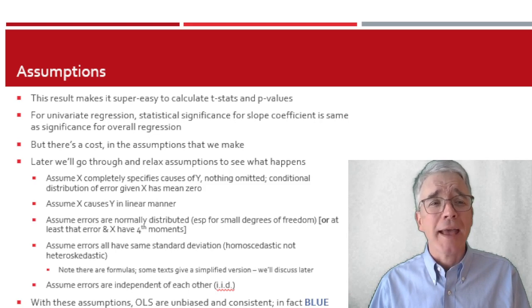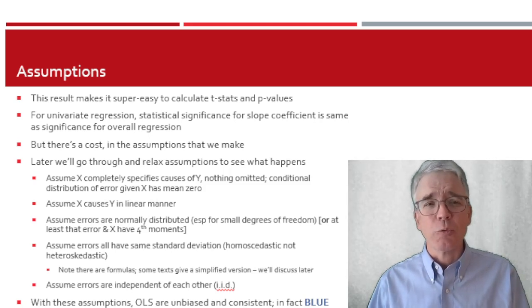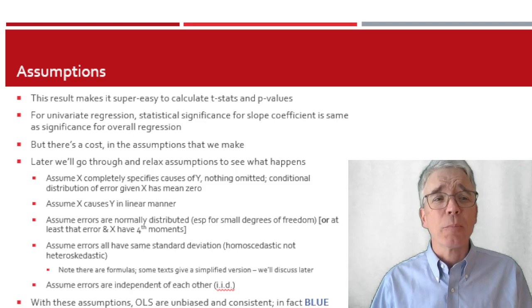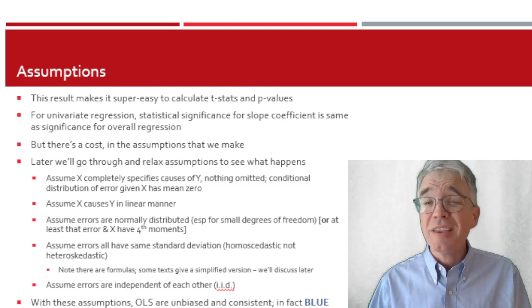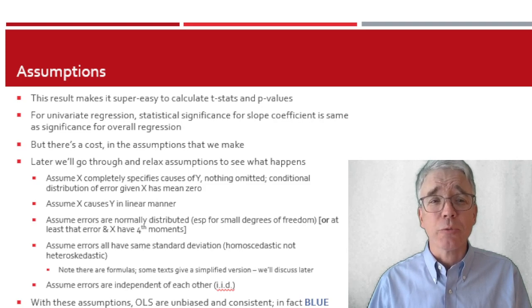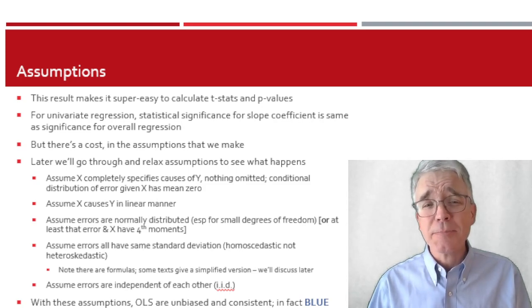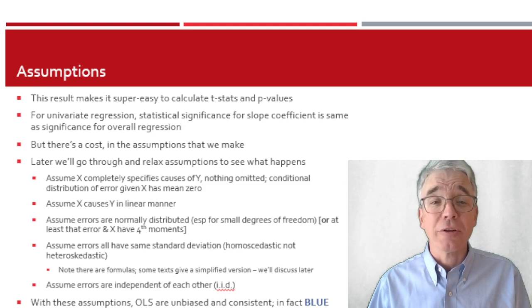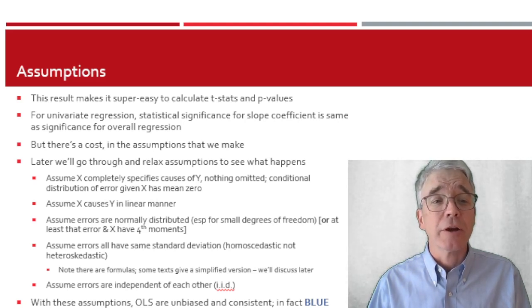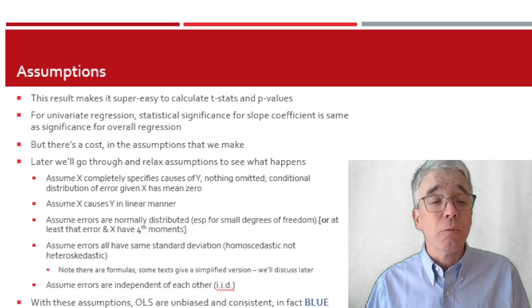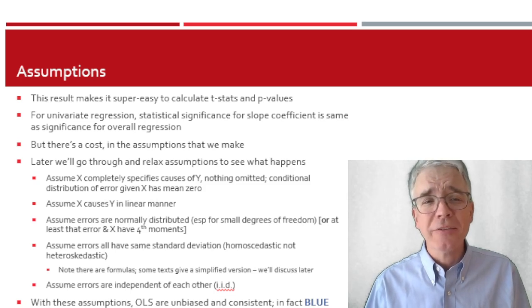Next, we're going to add in more x variables and that result will drop away. But to get these easy interpretations, there's actually some cost. The cost for the nice easy result is we have to make some assumptions. The biggest, hugest, most critical assumption is the first one, that X completely specifies the causes of Y. There's nothing omitted, nothing else going on. Y is determined by X and some completely random error, nothing else there. It's a really strong assumption. It's a big deal. One of the reasons we'll often add more X variables is because of that.